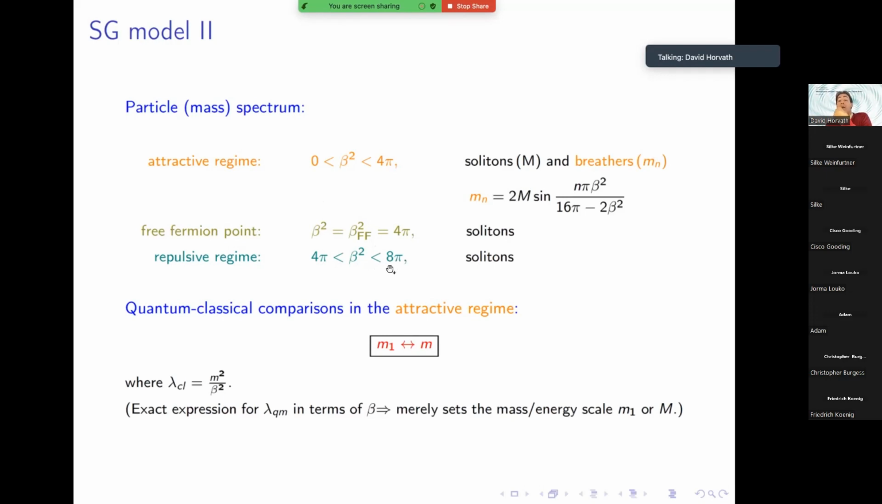And crucially, beta cannot be arbitrarily large. If beta squared is larger than 4 pi, then there's the BKT transition, and it's no longer a sine-Gordon model that we are talking about. The spectrum of the model is the following.